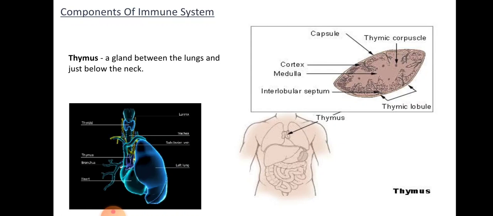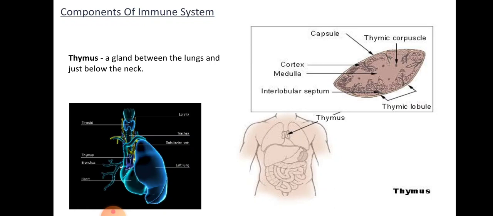The first one is the thymus gland. It is a gland which is present in between the lungs and just below the neck. It is a bilobed gland located above the heart, behind the sternum, and between the lungs. The thymus is only active through puberty, which is responsible for producing the hormone called thymosin, which in turn aids in production of T cells.